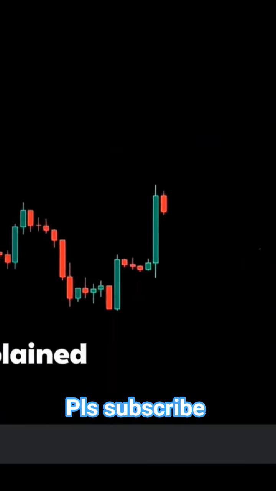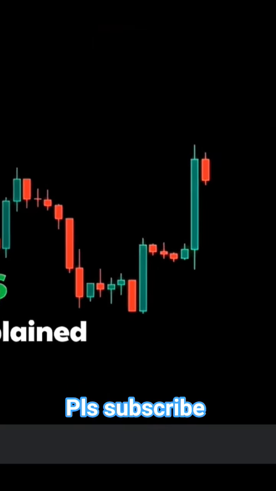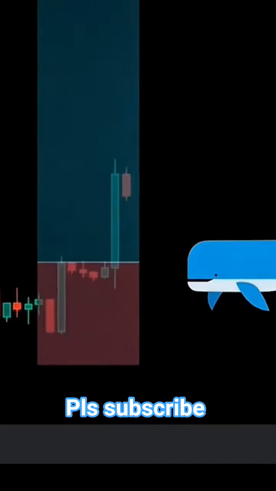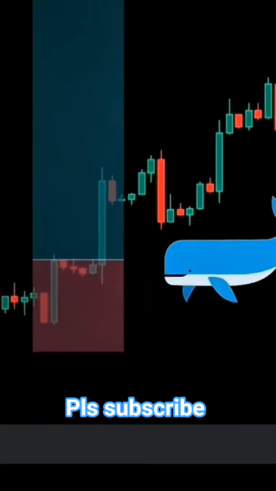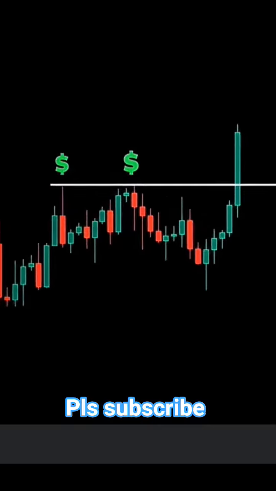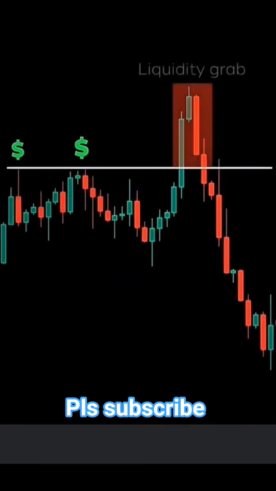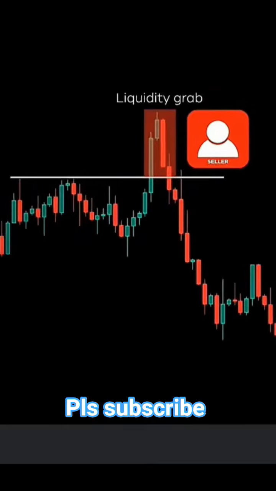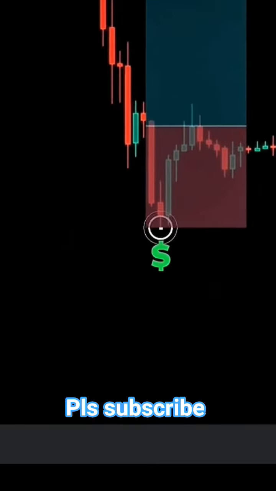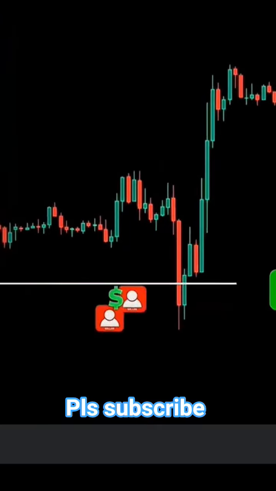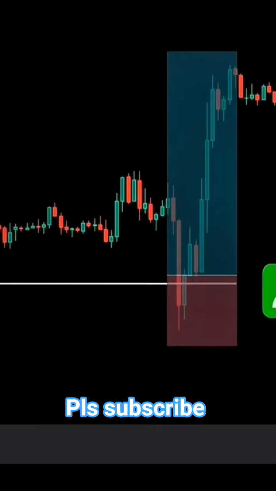To fill their orders, large players like institutions need to have enough people buying or selling to them. Because remember, for every buyer, there must be an equal seller, and for every seller, there must be an equal buyer. So very often, price will seek out liquidity in the form of stop losses. Long positions that get stopped out turn into market sell orders, which can then fill positions of other buyers, and vice versa.